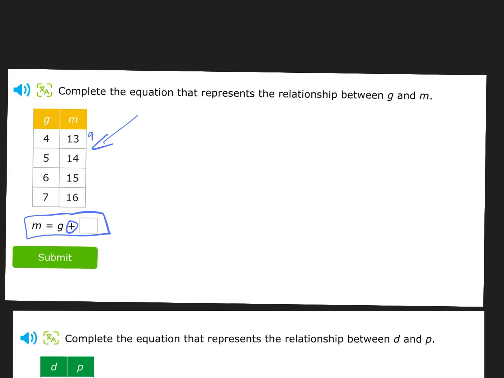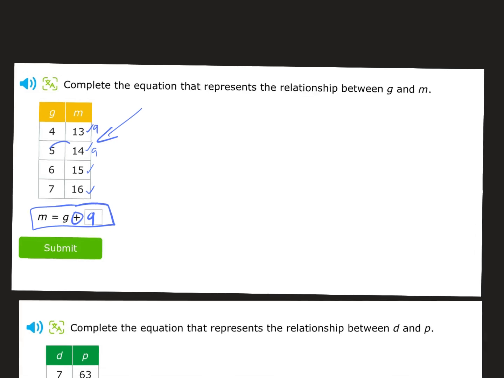We do the same thing. We're all double checking. So 5 plus 9 gets us 14. Those are good. 6 plus 9, that gets us 15. 7 plus 9 gets us 16. So we know that the value that we put in to complete the chart that represents the relationship between G and M is equal to G plus 9.